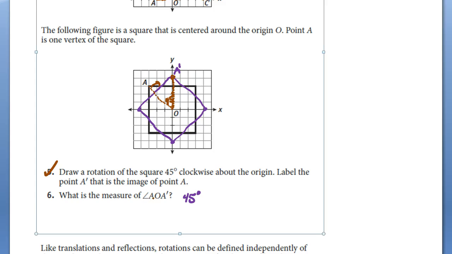Now, what is the measure of angle AOA prime? This one here in brown, 45 degrees. I actually used that angle to help me make that drawing to begin with.